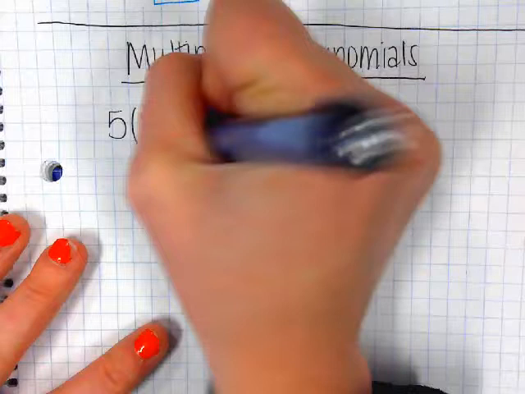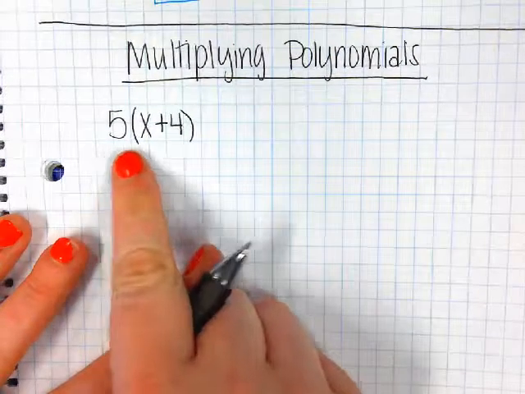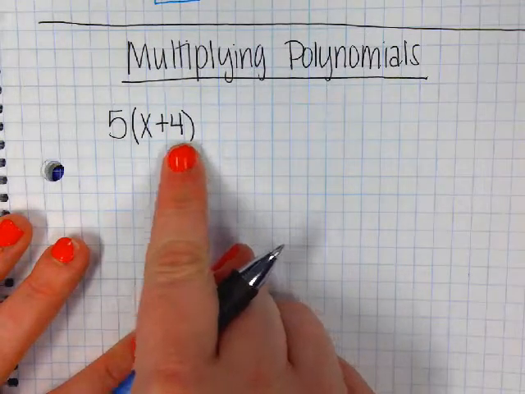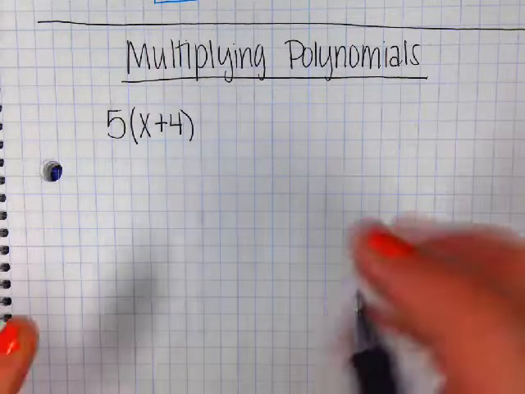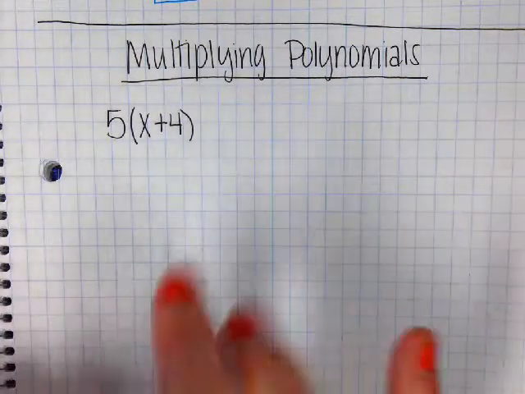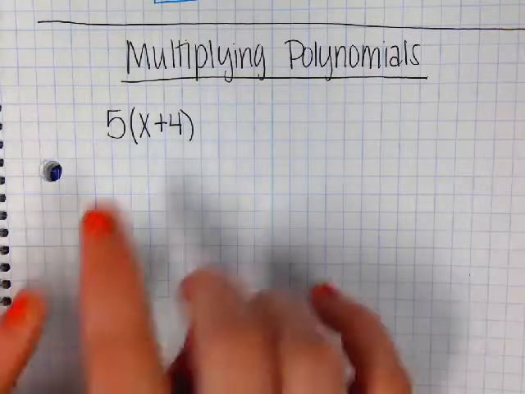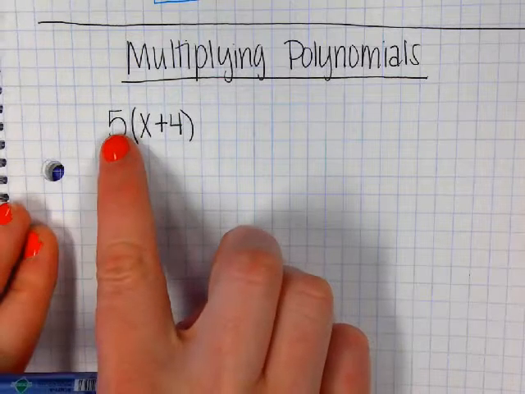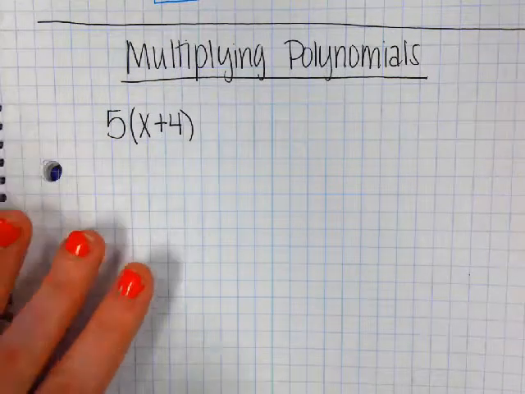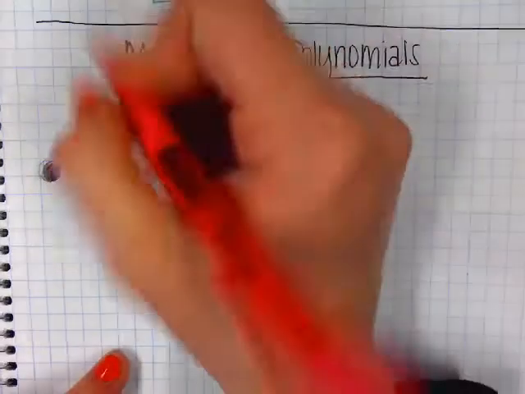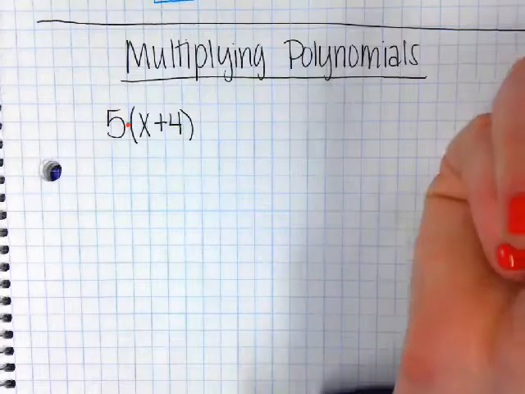Now remember, if you just see the parentheses, it doesn't actually say that it's multiplying, but remember when you have a number and a variable right in front of each other, it's like they're multiplying. So same thing here, it's 5 times the x plus 4. So it is multiplication, and that's why we call it multiplying. So there's a multiplication right there.